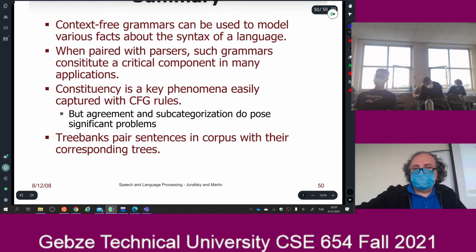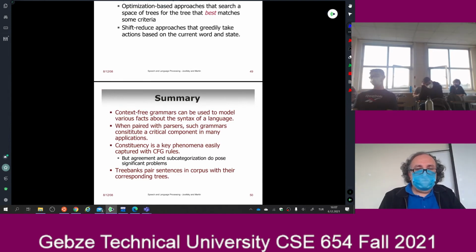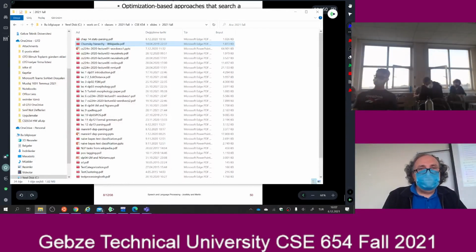So these are all the things that I'd like to say about formal grammars, both context-free grammars and dependency grammars. And now for the rest of this class, for maybe 10 minutes, I will talk about parsing itself.